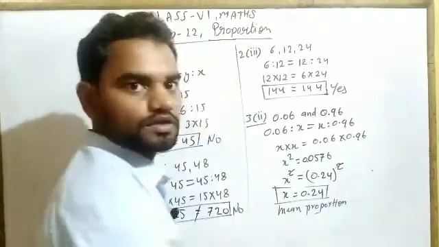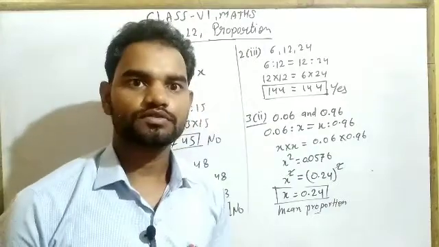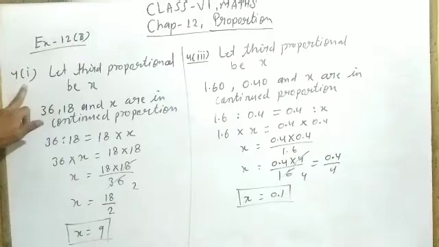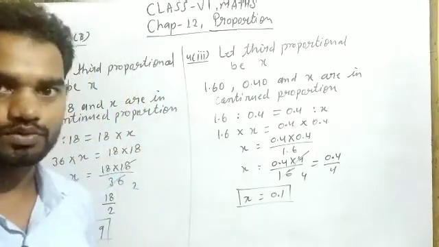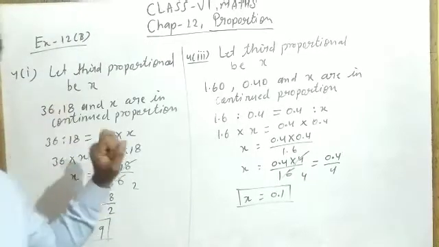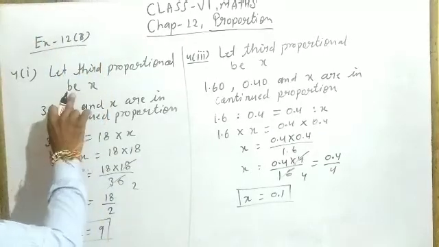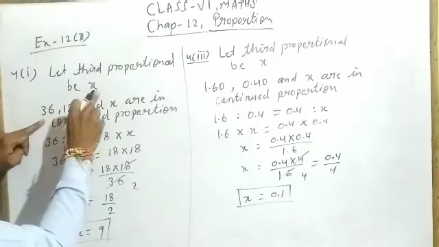I hope you have understood properly. The remaining questions we will solve. Now exercise 12b, question number 4. The fourth question tells us to find the third proportional. Two proportionals are already given. We have to find out the third proportional. So third proportional is not given there, so we will consider that the third proportional is x, and first is given, second is given, then third is x.